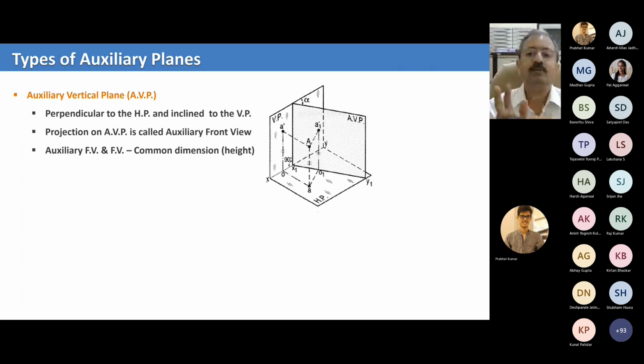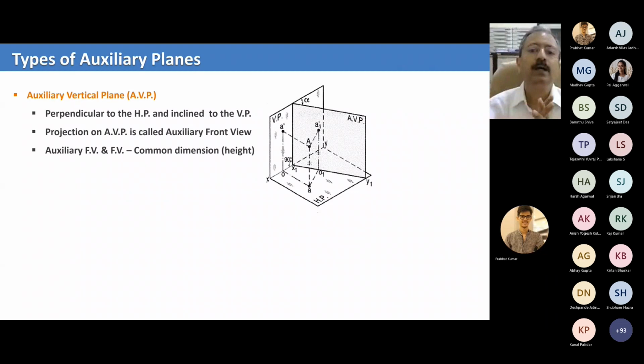For the sake of simplicity, we'll just talk about two kinds of auxiliary planes. It can be infinite numbers, but we'll talk about only two kinds. One is an auxiliary vertical plane, which is similar to the vertical plane, but it is inclined to the normal or principal vertical plane. The principal vertical plane is perpendicular to the horizontal plane. The auxiliary vertical plane is also perpendicular to the horizontal plane. In that sense, the auxiliary vertical plane and the vertical plane both have the same property. Both of them are perpendicular to the horizontal plane.